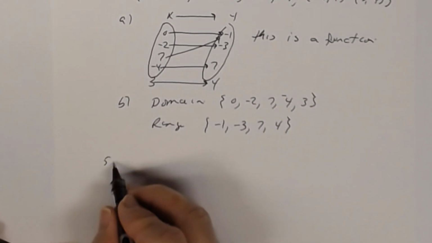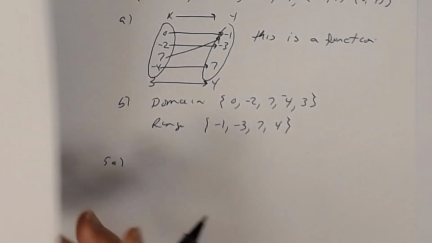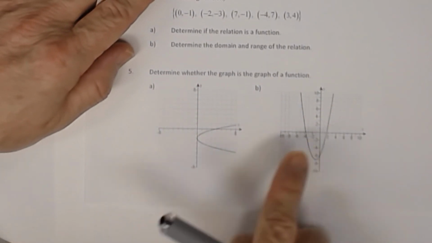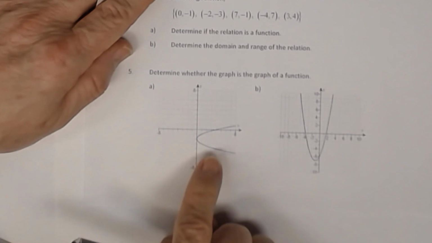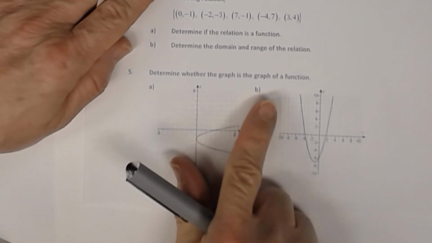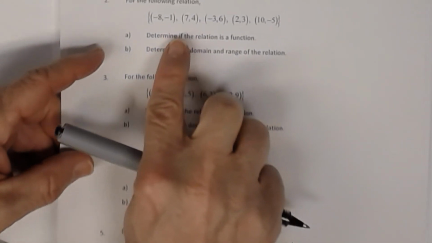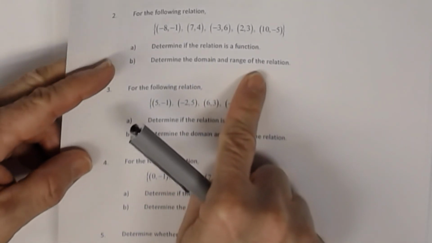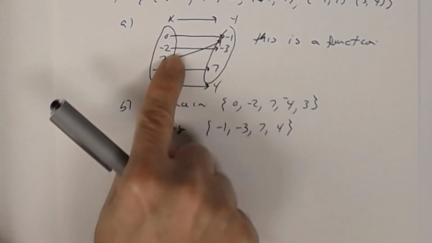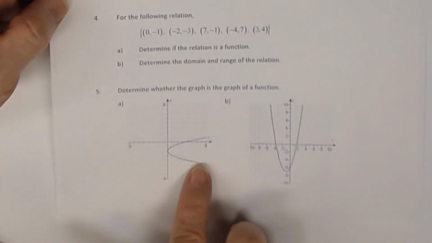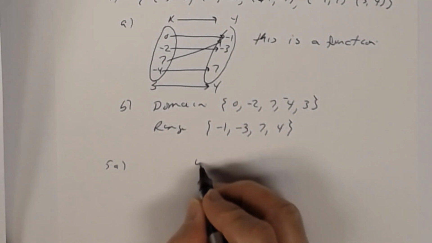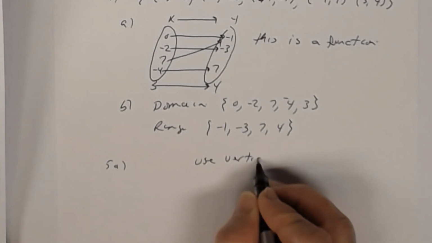All right, now number 5a. So in 5, you're given a graph. Remember, these are relations, a set of ordered pairs. So graphs represent relations. And you want to determine, though, if it's a function. So when we talked about a finite set of ordered pairs, we determined a function using the idea of a mapping. When a graph is given, it is so much easier to use the vertical line test to determine that.